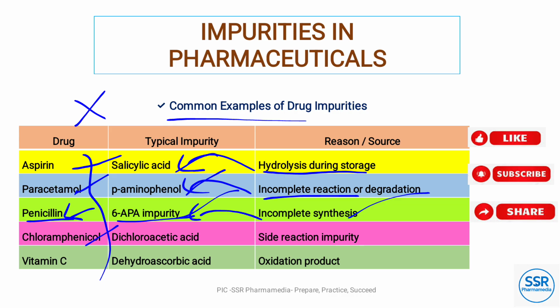So next, chloramphenicol. Dichloroacetic acid is the impurity because it's formed during side reactions. And vitamin C: dehydroascorbic acid is the impurity. It's formed due to oxidation of vitamin C. So during storage conditions, vitamin C gets oxidized and forms dehydroascorbic acid. It acts as an impurity for vitamin C, ascorbic acid.